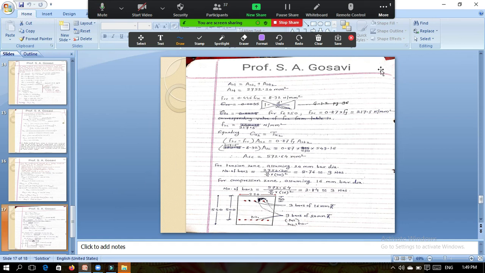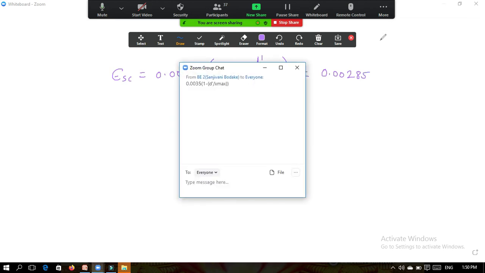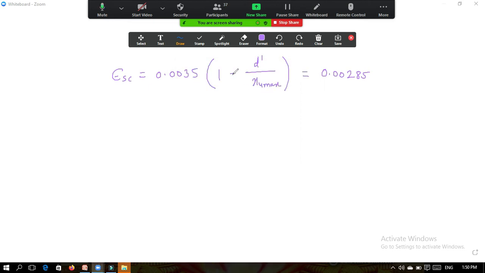So that formula I have written. Epsilon SC is equal to 0.0035 in bracket 1 minus d dash upon xu max. And after solving this, you have got the answer 0.00285, right? Yes, sir. So I had written plus there in the last slide.